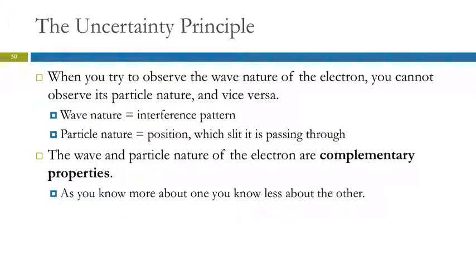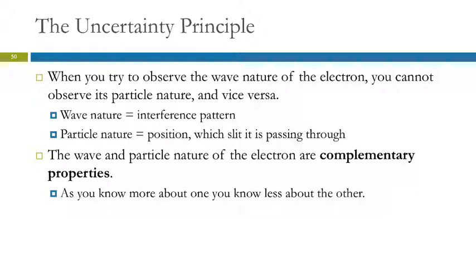So the uncertainty principle. So electrons, I think of them as squirrely little rascals. They're difficult to understand. When you try to observe the wave nature of the electron, you can't observe its particle nature. If you observe its particle nature, you can't observe its wave nature. You can't see both at the same time.